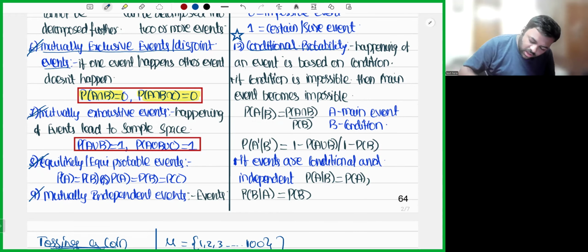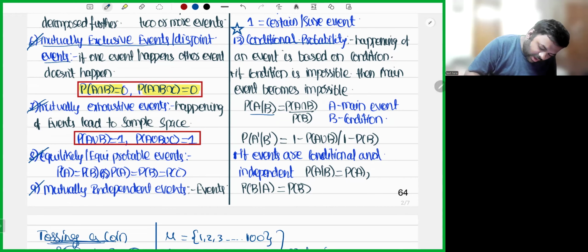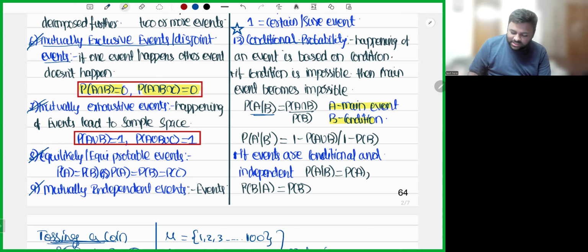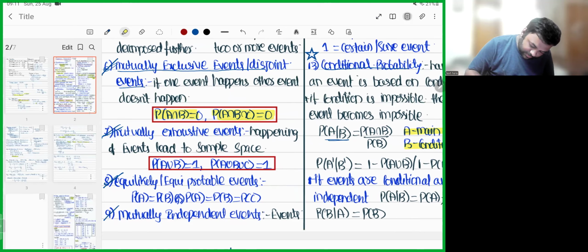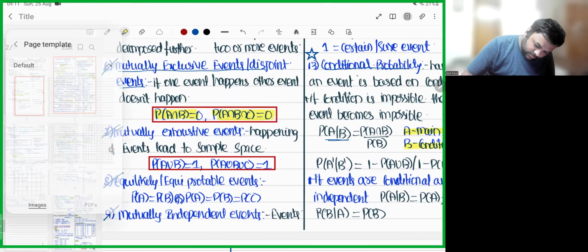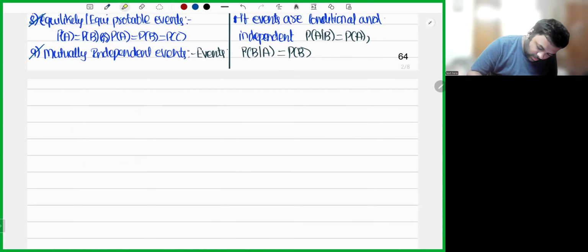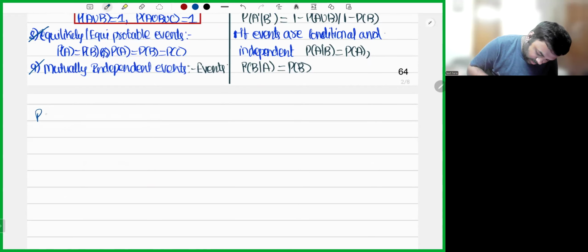So how will you write it? You will write it P of A by B, where A is the main event and B is the condition. And P of A by B will be equal to P of A intersection B divided by P of B. Okay. Now see here, there are some points he is telling here. Let us try to understand them. First, conditional probability P of A by B. What is A? Main event. What is B? Condition. So P of A intersection B divided by P of B.